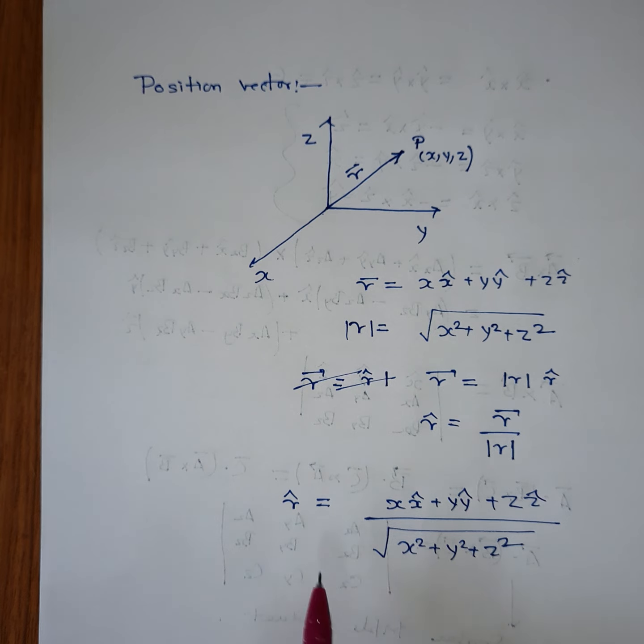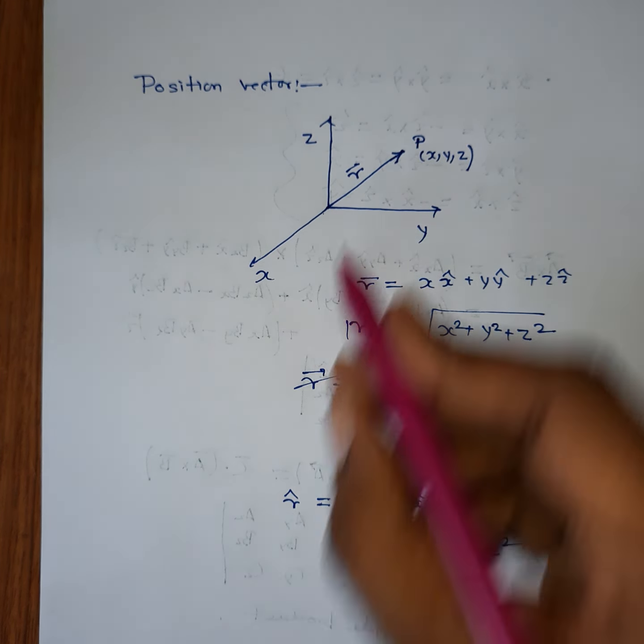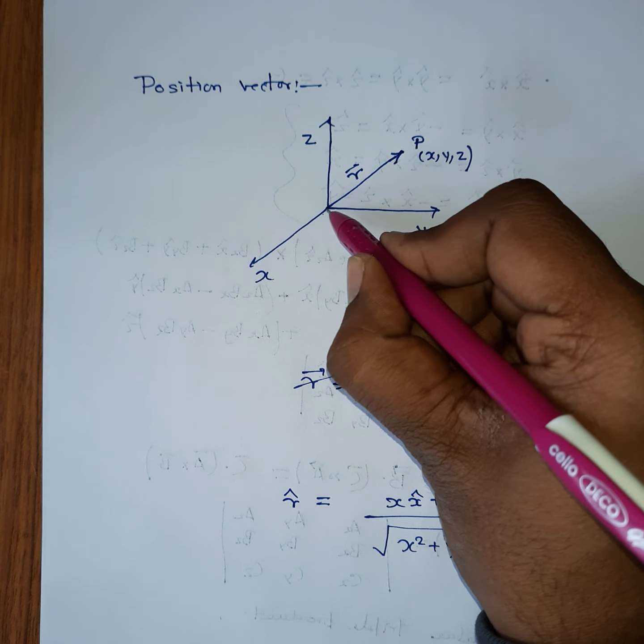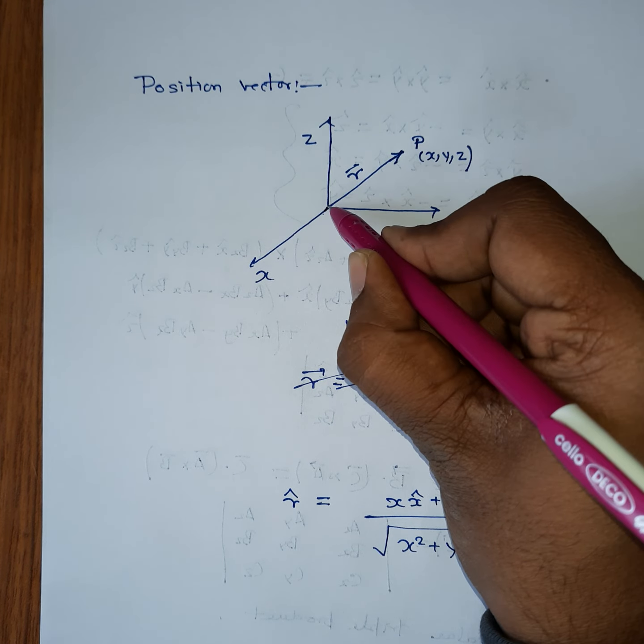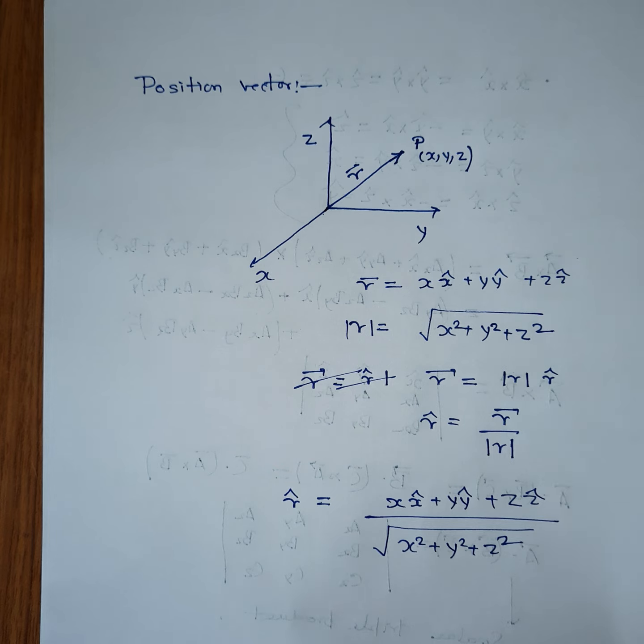We frequently use this in electromagnetics. That's why I am discussing what the unit vectors are and what the position vectors are. We have to use all these relations in further discussions. So clearly this is r cap. The direction of r cap is radially outward. So the direction of r cap is in this direction.